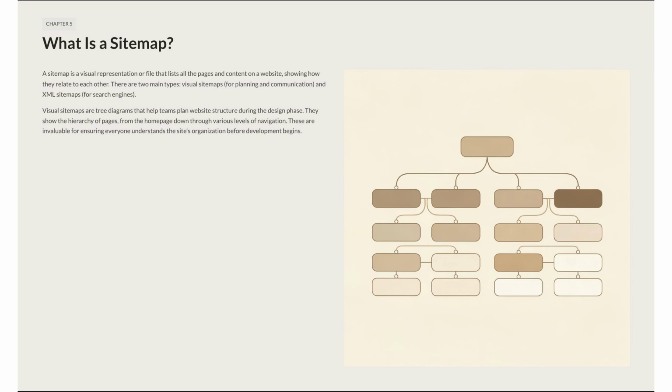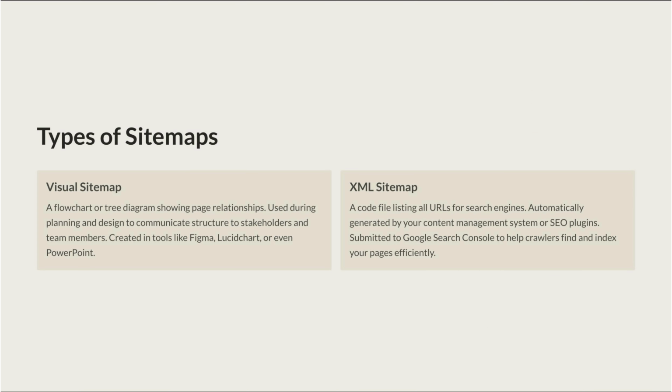A sitemap is a crucial tool for website organization, detailing all pages and their relationships. Visual sitemaps, often tree diagrams, aid in planning and design, ensuring clear communication of site structure. They illustrate page hierarchy, facilitating a shared understanding among team members before development starts. Visual sitemaps are flowcharts illustrating page relationships, aiding in planning and design. Tools like Figma and Lucidchart are commonly used.